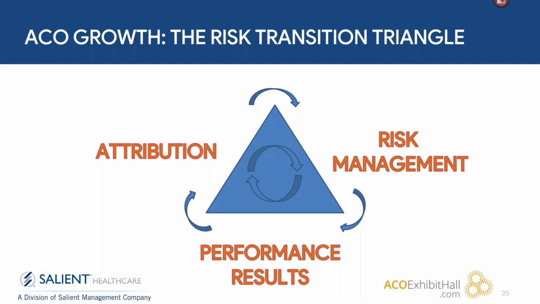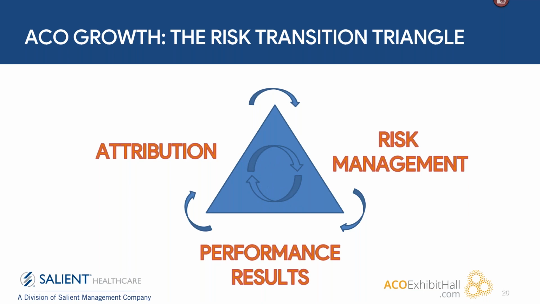Okay, let's talk about how all of this comes together. So the ACO growth risk transition triangle works this way. The bottom line of the triangle is that, in terms of an ACO's success in the world of downside risk, success all depends on how quickly the ACO can effectively move around or transition the 3 sides of the triangle.